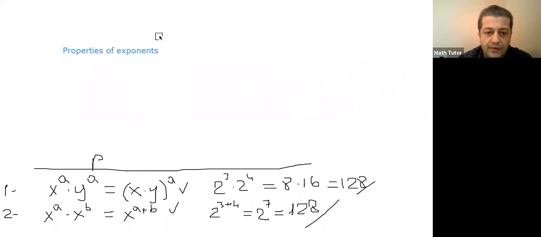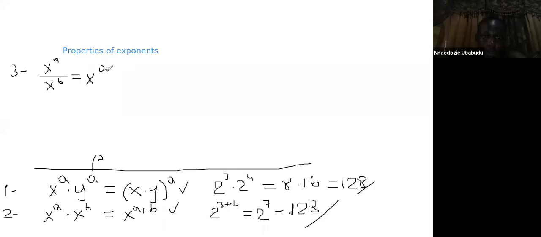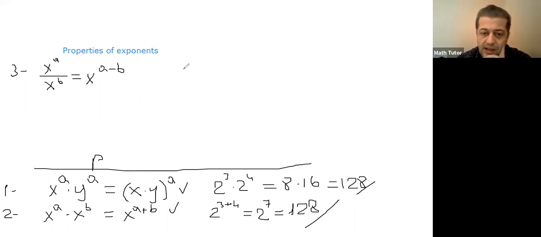If we have not multiplication, but division, for example, x at power a divided by x at power b, the property says that the result is x at power a minus b. Let's prove this. We will take 2 at power 5 divided by 2 at power 3.